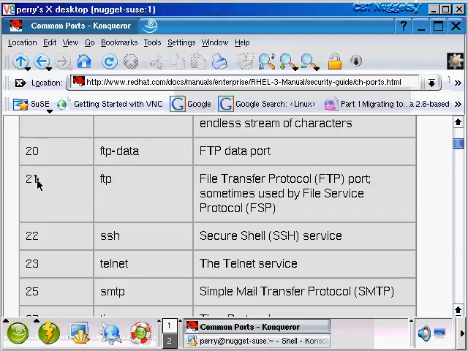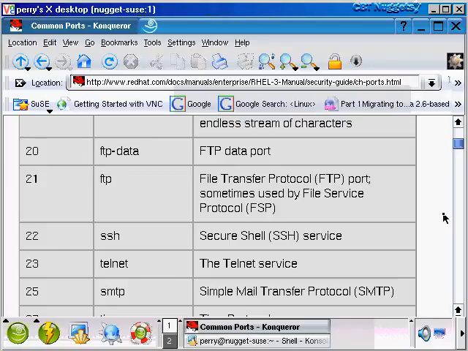Okay, so you can see, this is a page from redhat.com, but this applies to every version of Linux. FTP is port 21, and then when you go to actually send data across FTP, that's done on port 20. SSH, which is secure shell, is done on port 22. Telnet's done on port 23, and so on.